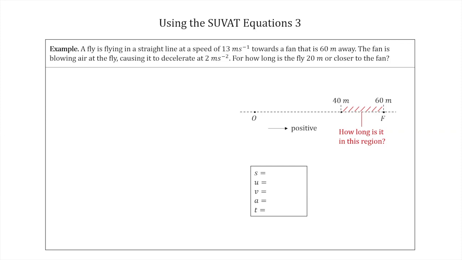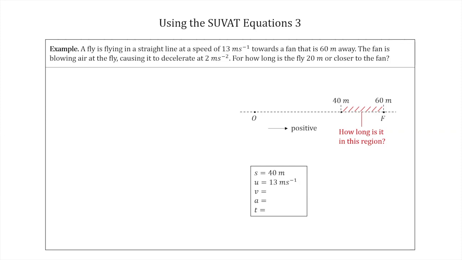So do we have displacement S? Well, we do, because since we want to know how long it's in the region marked with the red lines, it's best to initially find out how long it takes to get to 40 meters. So how long it takes to move 40 meters, because then it's within 20 meters and it's got to the start of this region. Then we can figure out how long it stays in the region. So we'll say that displacement, at least what we're concerned about first, is 40 meters.